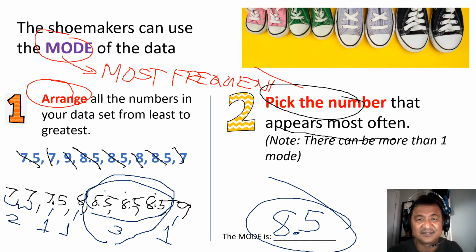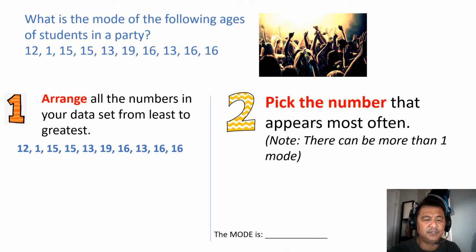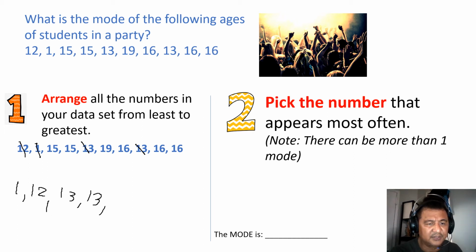Okay, next, what is the mode of the following ages of people who attended a party? These are all the ages. They're scattered, not in sequence. So first thing we have to do is put them in sequence. Let's start. There's a 1-year-old. Okay, I'm done with you. 12 first, then there are two 13s over there. 13, 13. What else? I see 6.